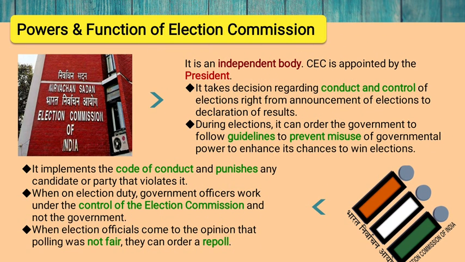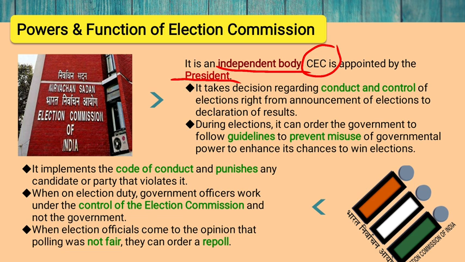Next, let's discuss the powers and functions of the Election Commission. Election Commission is an independent body. It means that whatever decision they take regarding the elections, be it the date of the elections or any laws in the election process, they cannot be questioned and they are not answerable either to the government or to any other authority in particular.